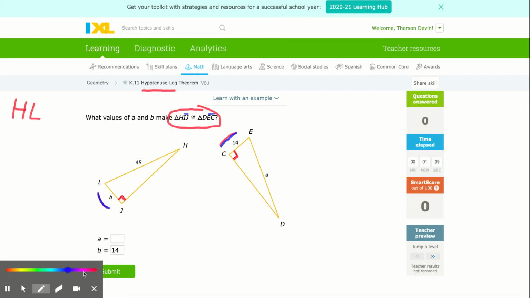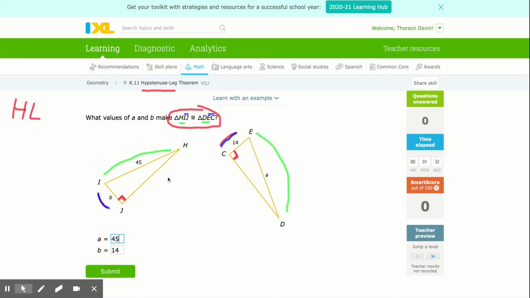Likewise, when I go to find the value of A, I notice ED, and again, just to be safe, up here, this ED or DE is the first two letters, IH is the first two letters, IH is this side here, so A corresponds to 45. Those triangles are congruent, so A is 45.